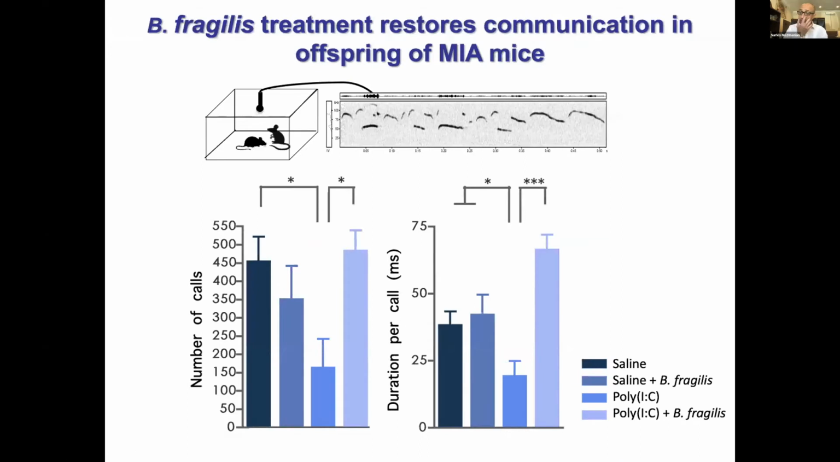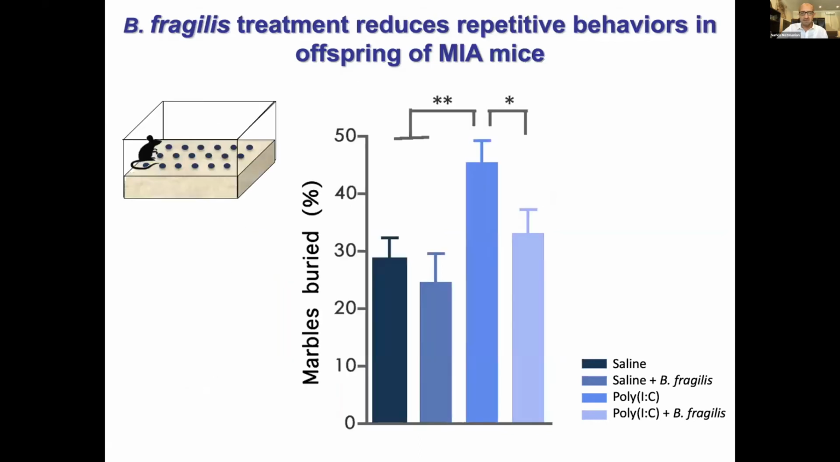And so concomitant with this improvement in the gastrointestinal symptoms, we also showed that Bacteroides fragilis improves behaviors in MIA offspring. Here we're looking at vocalization behavior as measured by ultrasonic vocalization, and we can look at a number of different parameters in this test. Here we're just looking at the number of calls, and you can see that poly-IC offspring call less than their wild-type counterparts, and when they do emit a call, the duration of that call is shorter. And in both cases, treatment with Bacteroides fragilis increased both the number of calls as well as the duration of calls, suggesting that it is improving this core symptom of autism as can be modeled in mice.